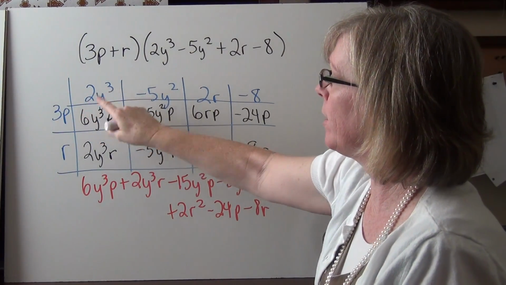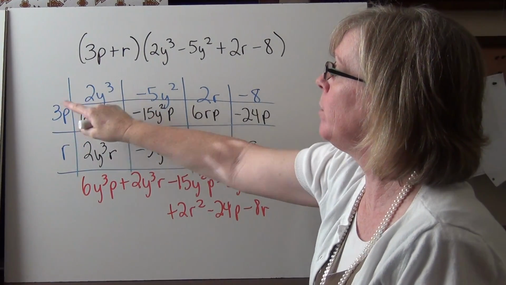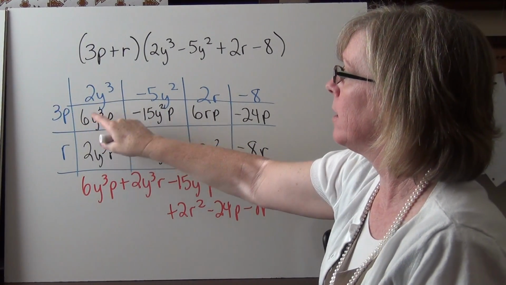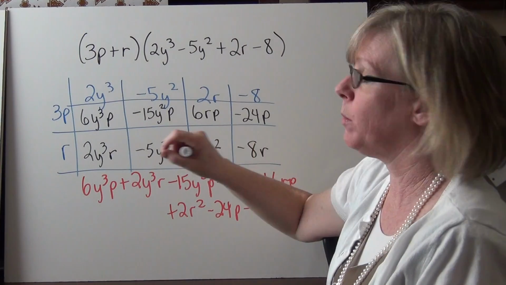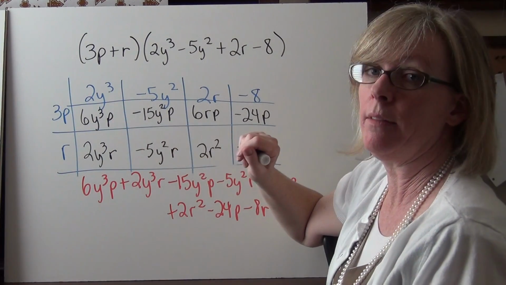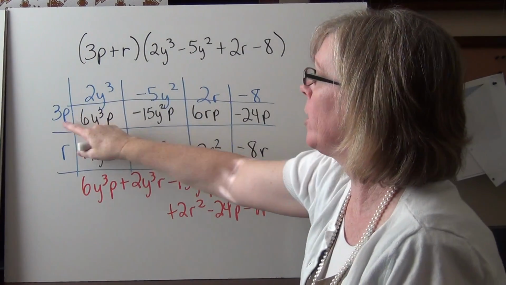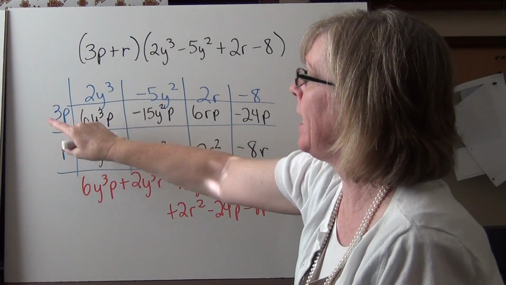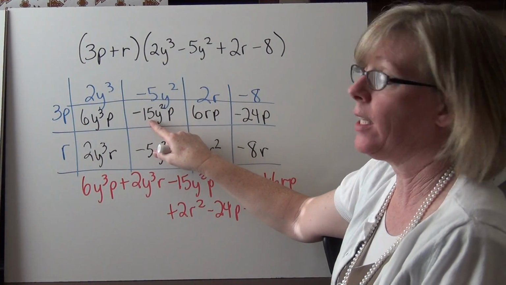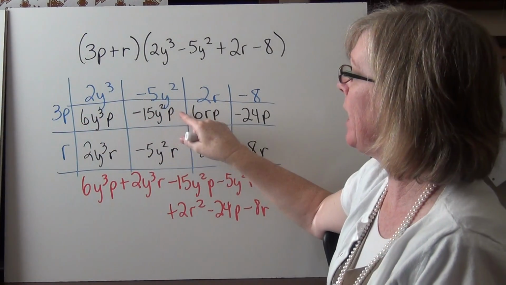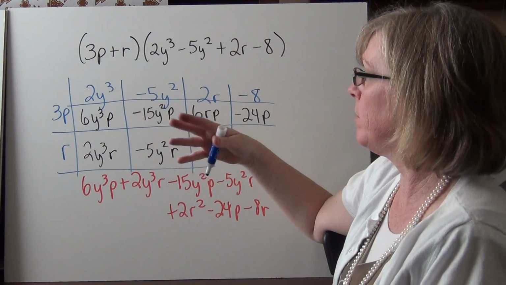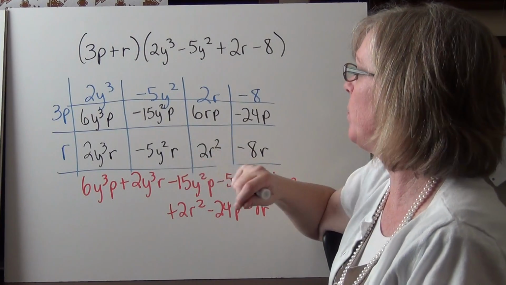So I have 2y to the third times 3p. The 2 and the 3 can be multiplied to get 6. Y to the third and p, though, can't be combined, so I just keep y to the third and p. I come over here, and now I have negative 5y squared times 3p. I can multiply negative 5 and 3 and get negative 15. But the y squared and the p, again, cannot be combined. It will not make a different exponent, so I just put them in there.